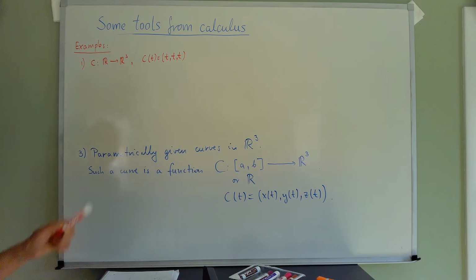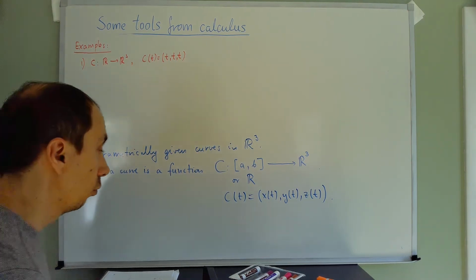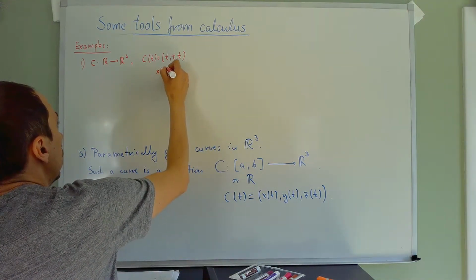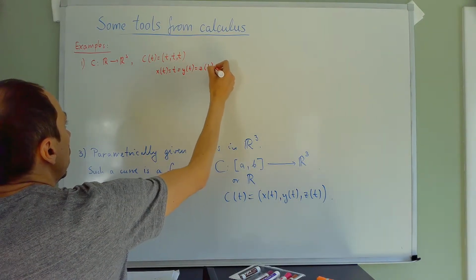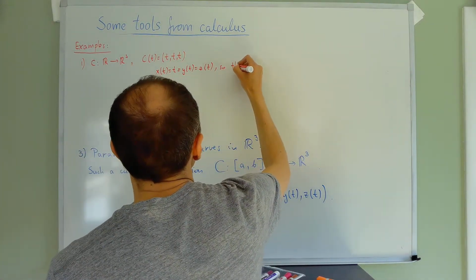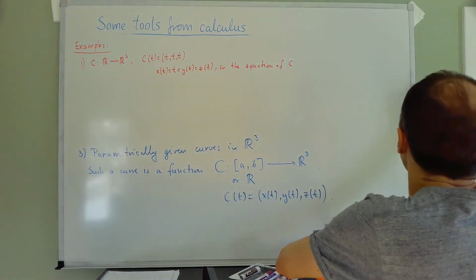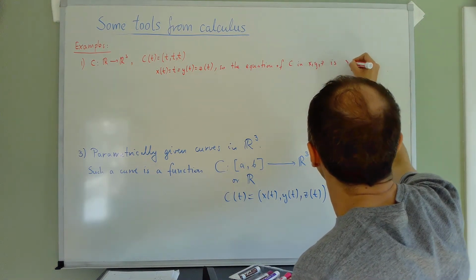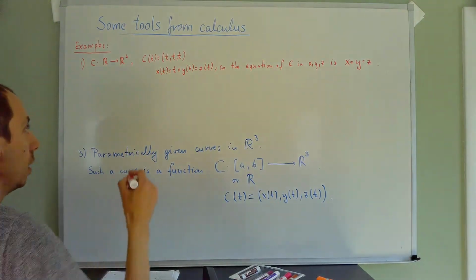So in other words, this curve is given by these three equations: x of t is equal to t, y of t is equal to t, and z of t is equal to t. So what will be the graph of it? That means I have x of t equal to t, and that's also equal to y of t and z of t. So the equation of C in x, y, z is x equal to y equal to z. So it's actually a line.